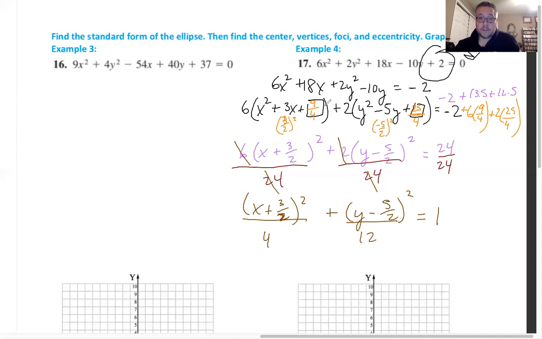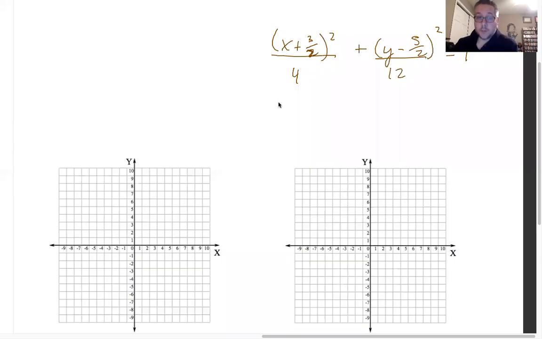And let me clear off some of the screen, and we'll graph it and take this one home. Okay, so what do we know about this ellipse? We know the center is at the opposite of this, so that would be a -3/2. And the opposite of -5/2 is 5/2. So we'll plot the center. -3/2 is -1.5, and then 5/2 is 2.5. So we're about right there. That's our center. Okay, I'll put a little C for center.